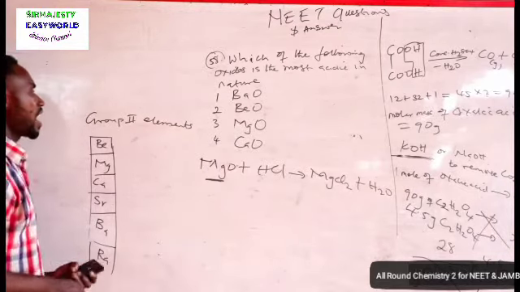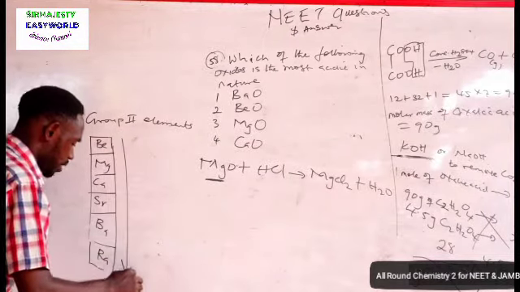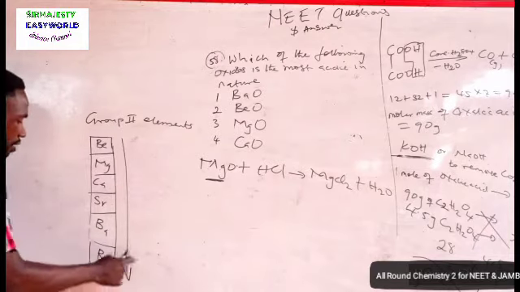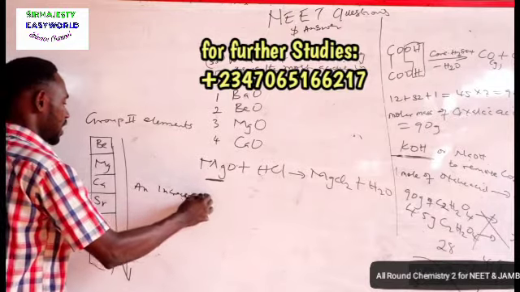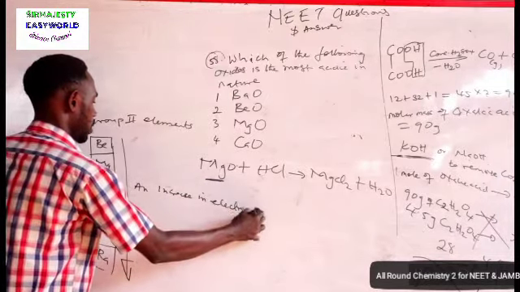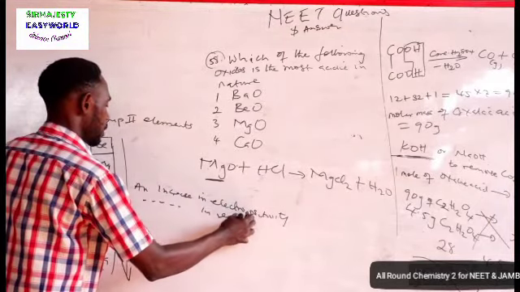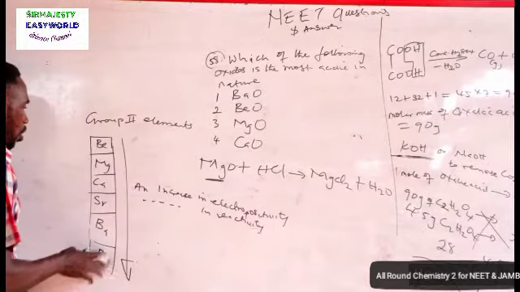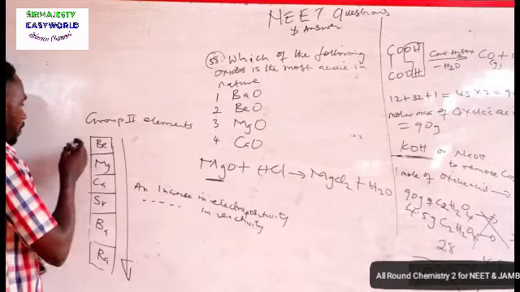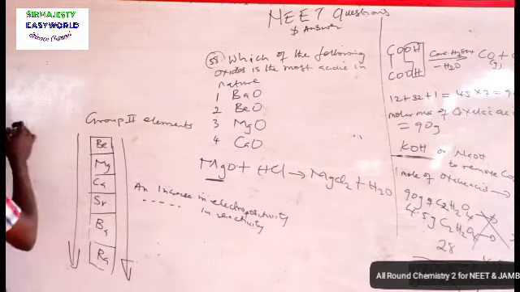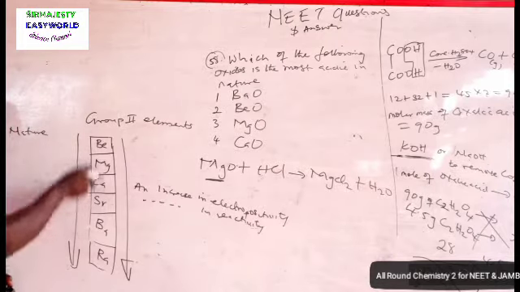First, we should check their basic nature. Their reactivity will also determine the basic nature of their oxides. If you move down the group, there is an increase in reactivity and an increase in electropositivity. Which means among all these, beryllium is the least reactive. It also shows in the nature of their oxides, because the metallic property increases down the group.